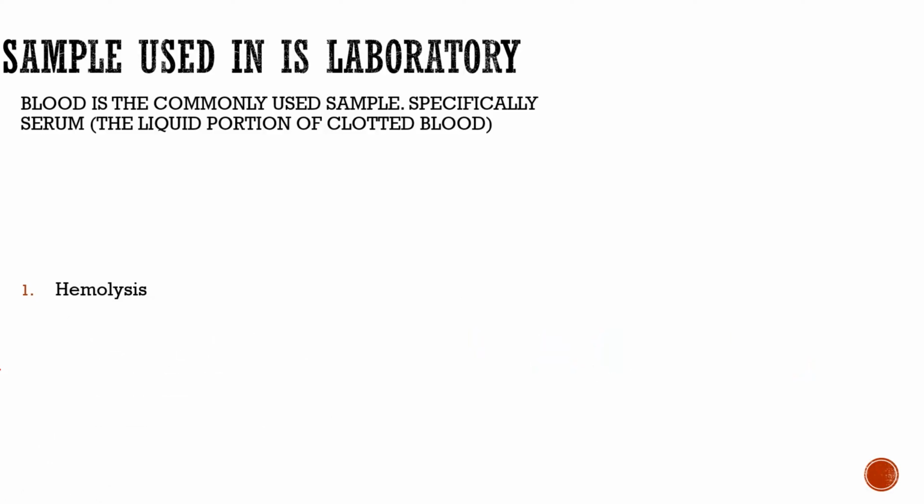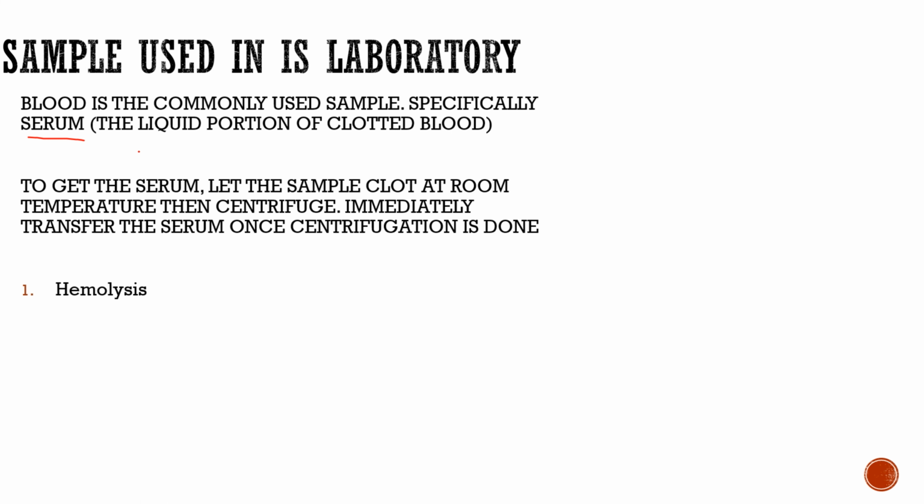Now, as medical technologists, ang pinaka ginagamit nating sample is usually blood. This is the one that's commonly used, specifically yung part na serum, which is the liquid portion of clotted blood. Now, if hindi kayo familiar, paano ba nakukuha yung serum, class? Now, to acquire your serum, you need to let the sample clot at room temp. Pag nag-clot na siya at room temp, isi-centrifuge siya. After centrifugation, immediately transfer the serum. So, pagkatapos ng centrifugation, kunin agad yung serum, class. Do not let it stay there for quite some time.